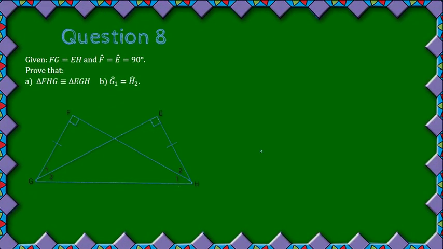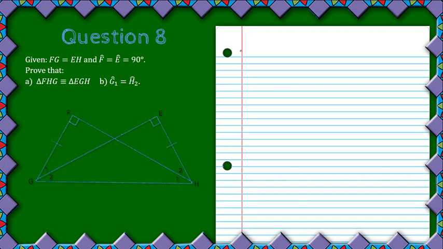Question 8, given that FG is equal to EH, and FE is equal, angle F is equal to angle E is equal to 90 degrees, prove that triangle FHG is congruent to triangle EGH. So once again, we have our heading: triangle FHG equals triangle EGH.